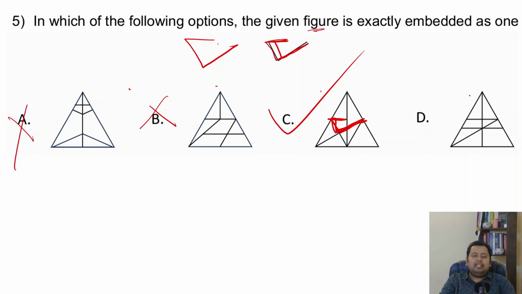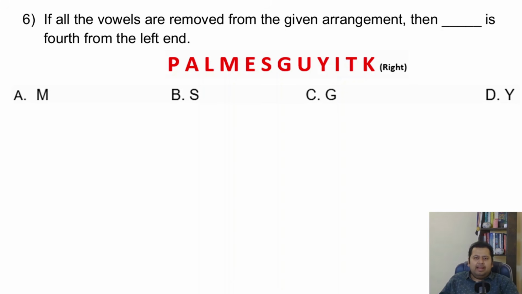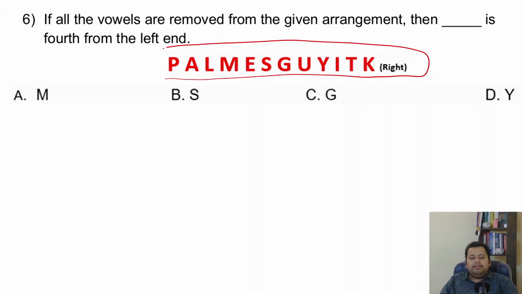Let's now go to question number 6, right? It can be a little tricky one. If all the vowels are removed from the given arrangement, so you see an arrangement of letters given over here. If all the vowels, what are vowels, you know already. So if you remove all the vowels, then dash is fourth from the left end. So this is right. Obviously, if this is right, then this is left. So what would come fourth from the left end is what you need to find out. Pause the video, solve it first, and then look at the solution.